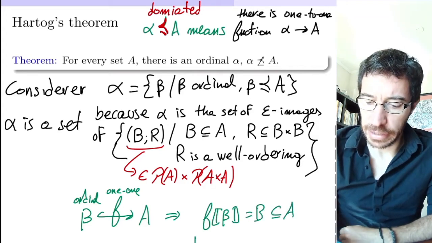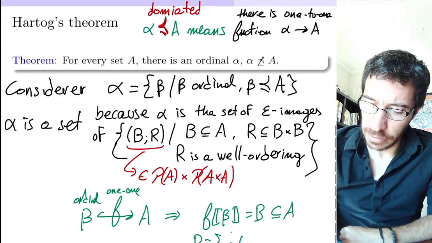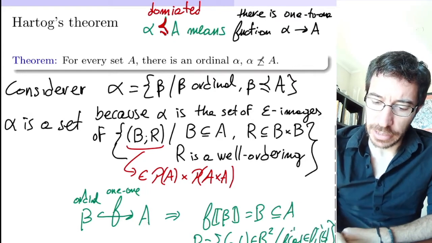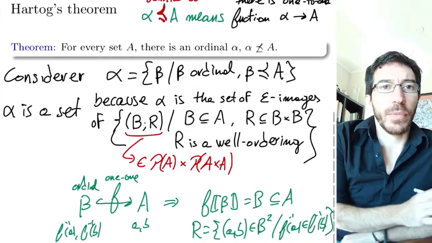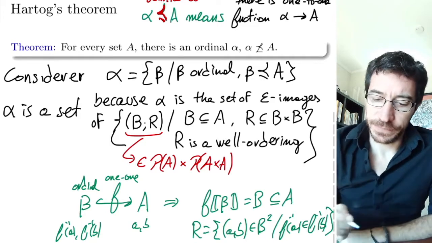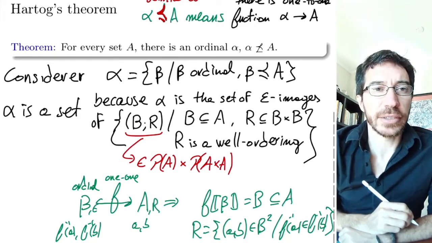And if we define R to be the set of all (a, b) that belong to B squared, such that F inverse of a belongs to F inverse of b. So here is (a, b), and here is F inverse of a, F inverse of b. We will get that this relation is exactly isomorphic to belongs, right? So belongs here and R here will be an isomorphism.